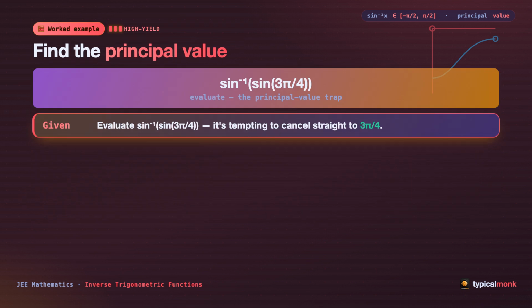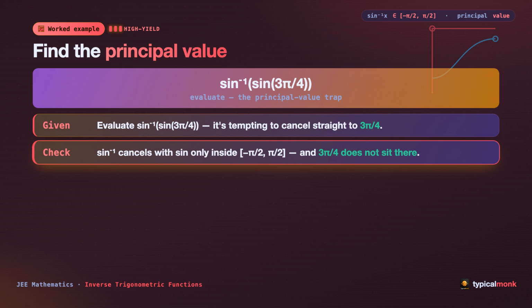Time to solve one carefully. The monk's way. Find the value of sine inverse of sine of 3π/4. Step 1. Write down what is given. We must evaluate sine inverse of sine of 3π/4, and it is tempting to cancel them and answer 3π/4 immediately. Step 2. Check the principal branch first.